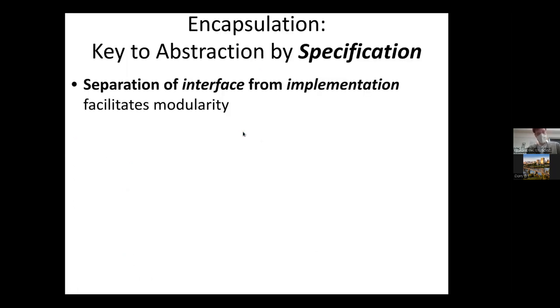So the idea behind abstraction by specification is to separate the interface and the implementation. I'm sure you must have heard this a lot, right? You separate the interface and implementation. Why do we do this? Anyone? What's a good reason for this? Why do we separate the interface?